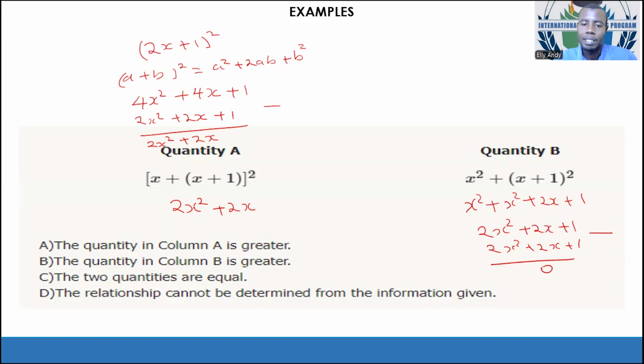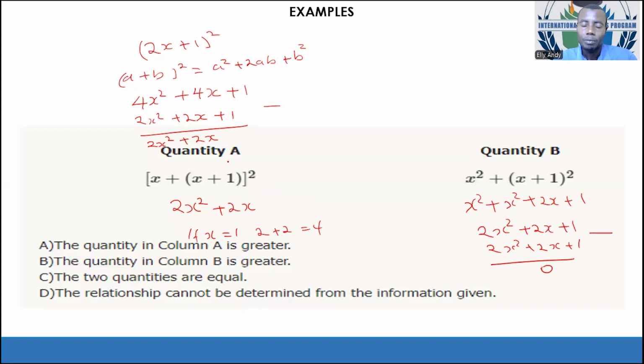If x is 0, for example, then quantity A and quantity B will be equal, and our answer will be C. But what if x is not 0? If x is not 0, the relationship might change. For example, if x is 1, then we'll have 2 plus 2, which is 4, and 4 is greater than 0.